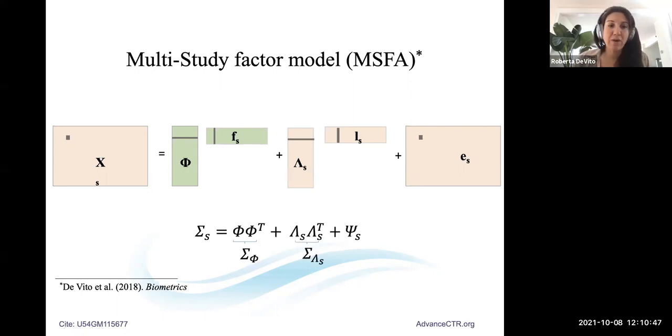And as a consequence of this model and of all of these assumptions, each covariance matrix in each study can be decomposed in 3 different parts. One that is related to the reproducible part with phi. One that is related to the study-specific component via lambda s. And finally, we have psi s, that is the covariance matrix of the error term.